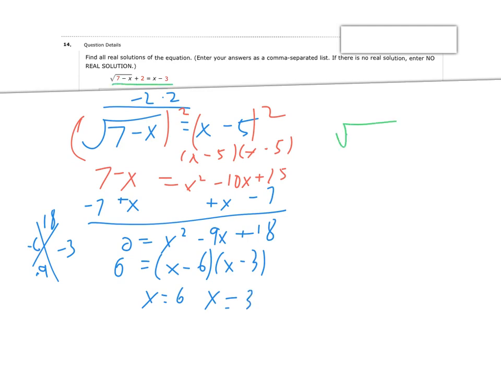So I'm going to try 6 first. So 7 minus 6 in a radical plus 2 equals 6 minus 3. So the square root of 1 plus 2 equals 3. So 1 plus 2 equals 3. That sounds great. So 6 sounds good.